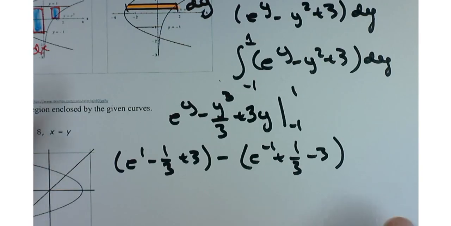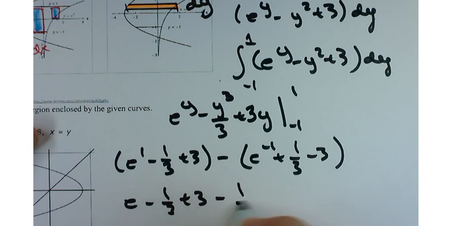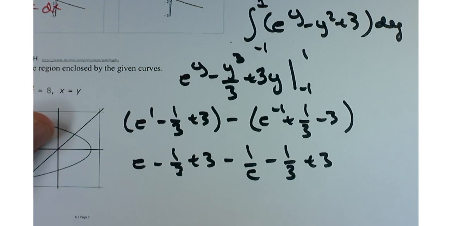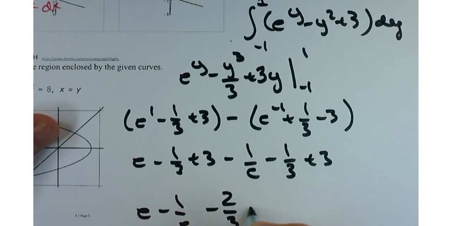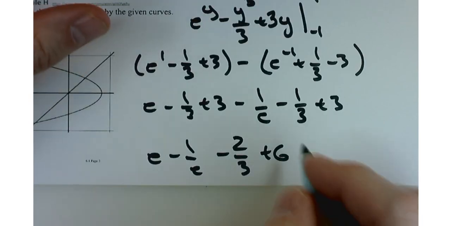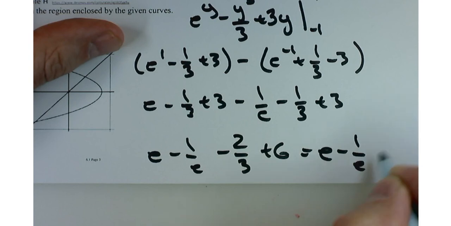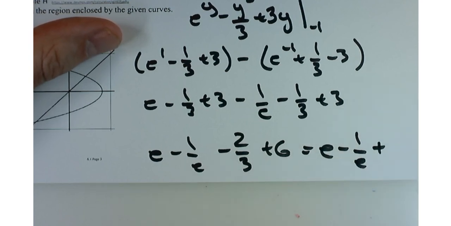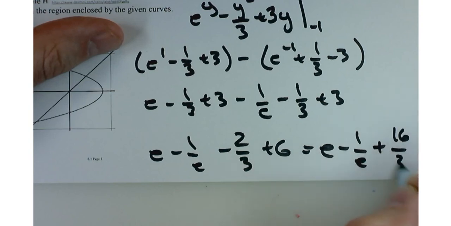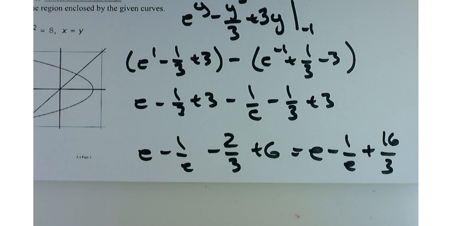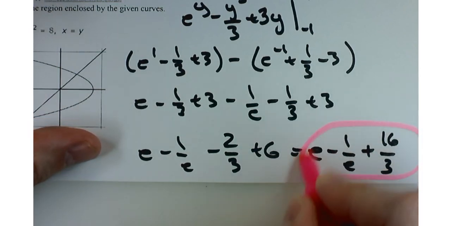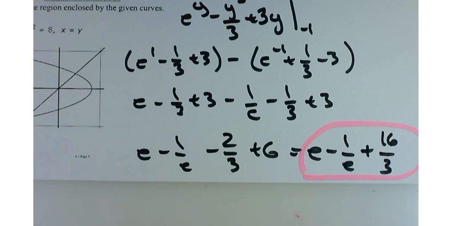If I distribute that negative sign, I'll end up with e minus 1/3 plus 3 minus 1 over e minus 1/3 plus 3 again. Combining like terms, I'll have e minus 1 over e minus 2/3 plus 6, so we can take care of that. We'll end up with e minus 1 over e plus, that'd be 5 1/3, which would be 16/3. Nice. Now you can check yourself on a graphing calculator and make sure that numerically that matches your answer, but I'd want to see the work done out for this particular one.